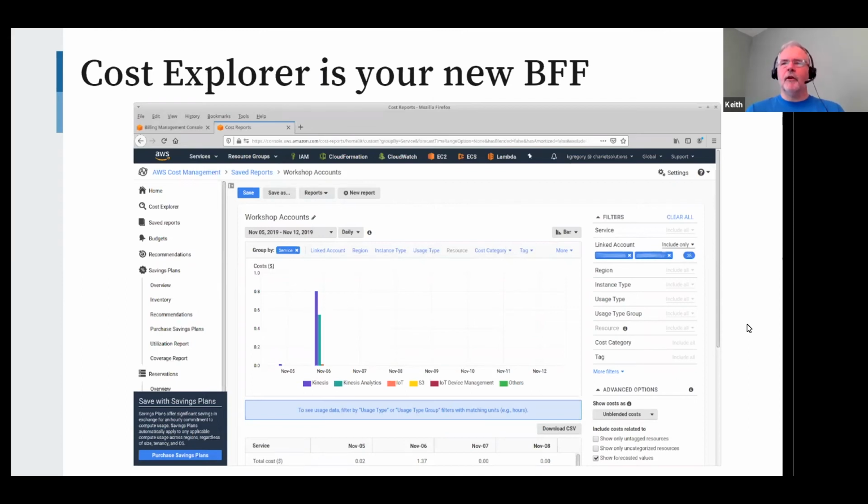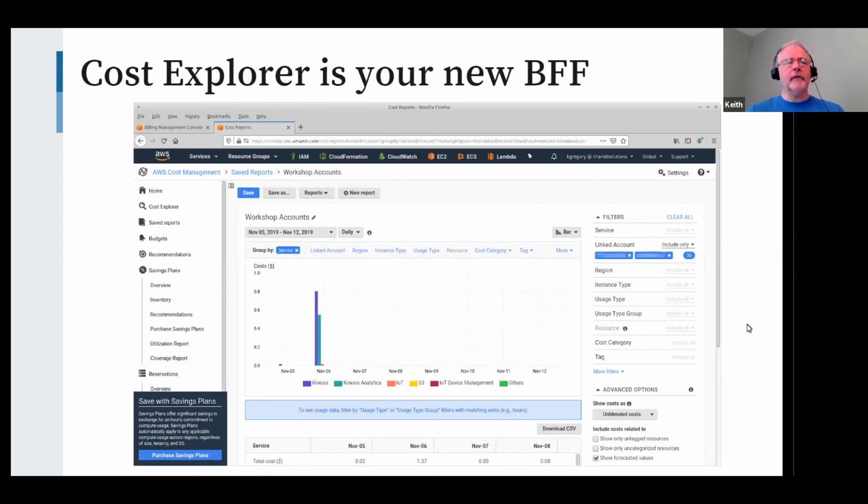You can filter the records. So in this case, I've filtered by just our workshop accounts. And you can group them by different things, and this I've grouped them by service and restrict the date range. So this particular output shows one of our workshops on November 6th. It was, I think, a 2-hour workshop, heavily used Kinesis Analytics.